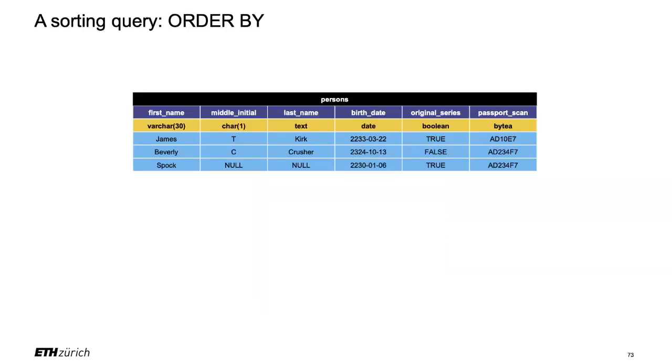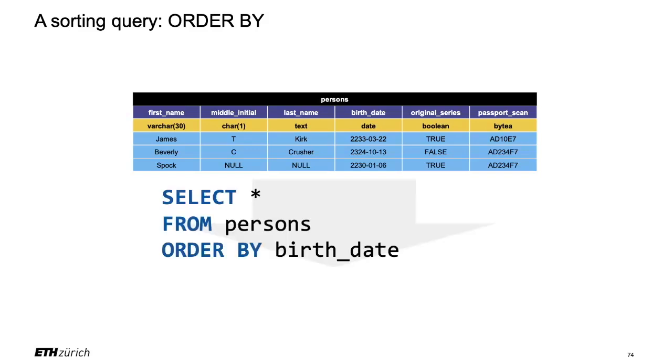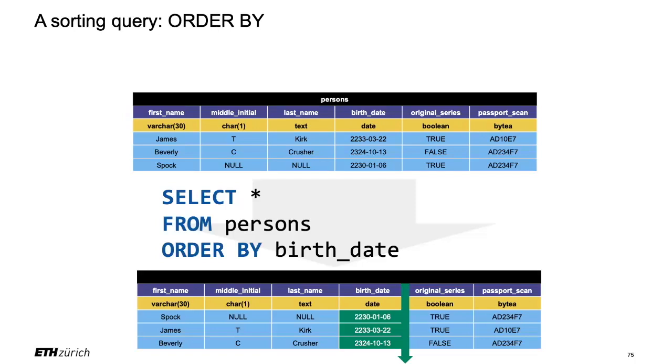So in order to achieve that, you need an order by clause. So you have select from where and order by. Here I'm not including where. You could have where also, but I just don't have any where. So select from order by is going to just reorder the rows, reorder the records, like this, by ascending birth date. So you see first Spock that was born in 2230, then James Kirk 2230, and Beverly Crusher in 2324. Okay? So this is just a reorder of the records.